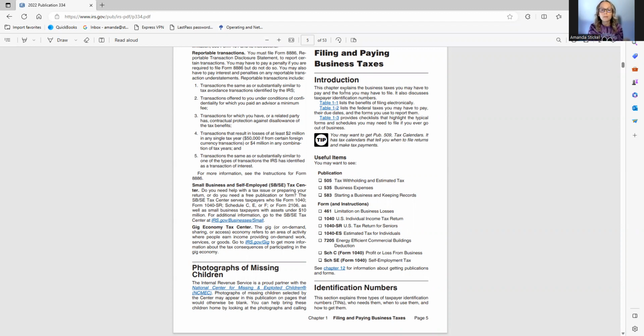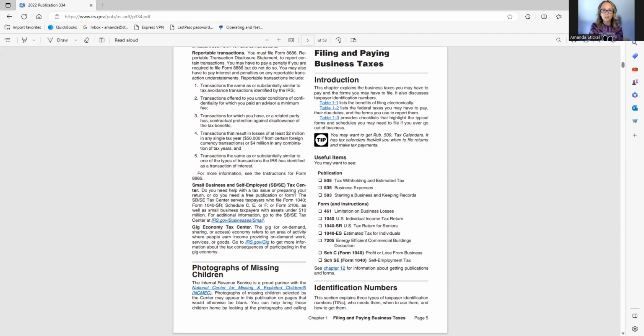So the introduction: this chapter explains the business taxes you may have to pay and the forms you may have to file. It also discusses taxpayer identification numbers. Table 1.1 lists the benefits of filing electronically. Table 1.2 lists the federal taxes you may have to pay, their due dates, and the forms you use to report them. Table 1.3 provides checklists that highlight the typical forms and schedules you may need to file if you ever go out of business.